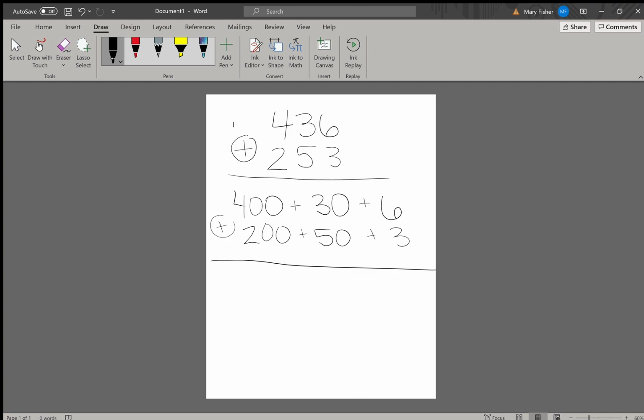So 6 plus 3 is equal to 9. 30 plus 50 is equal to 80. And 400 plus 200 is equal to 600. So now, again, I have an expanded form version of my final answer. So my final answer is 600 plus 80 plus 9, and I know that equals 689.